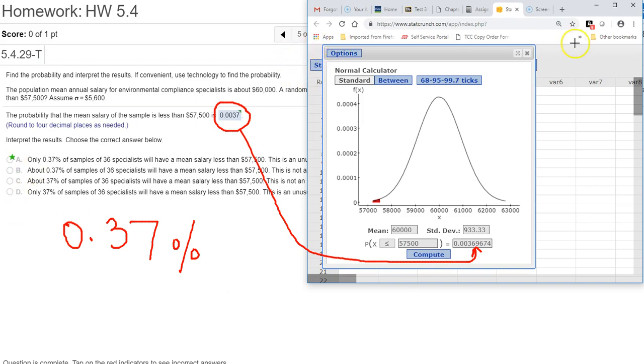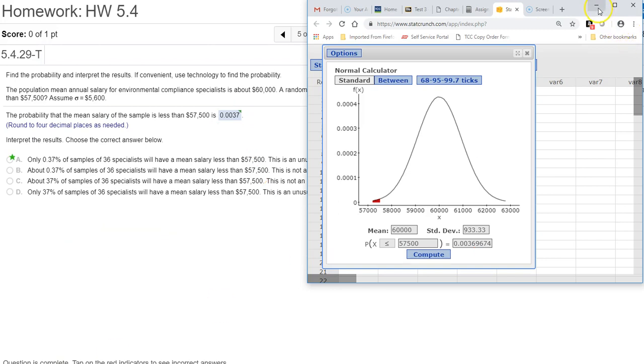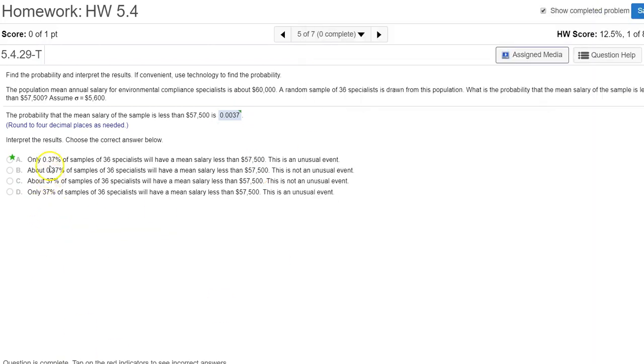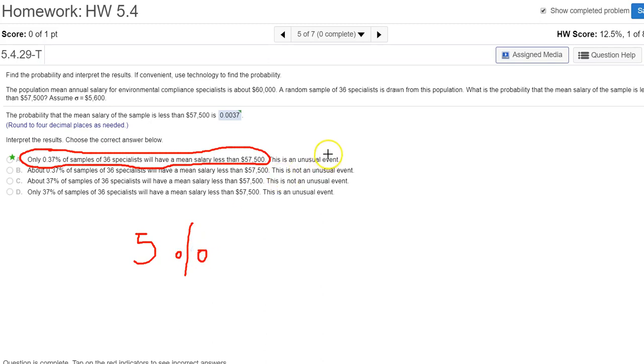So what we have here is only 0.37% of samples of 36 specialists will have a mean less than 57,500. And remember, if your probability is less than 5%, then it's unusual. So this is 0.37%, which is way less than 5%. So yes, this event is unusual. Hope this helps.